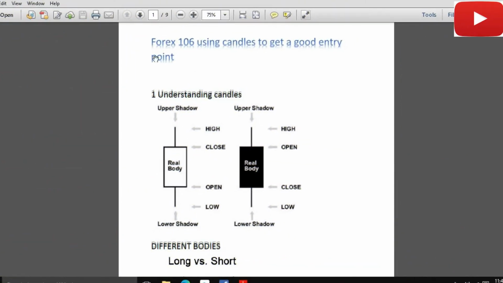Hello, welcome to Forex 106. We are going to talk about using candles to get good entry points.